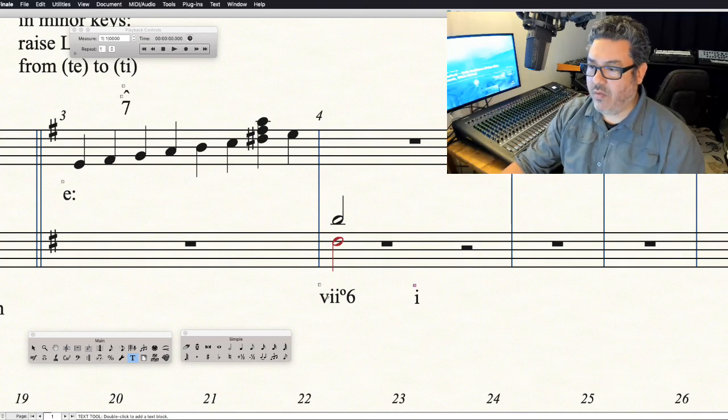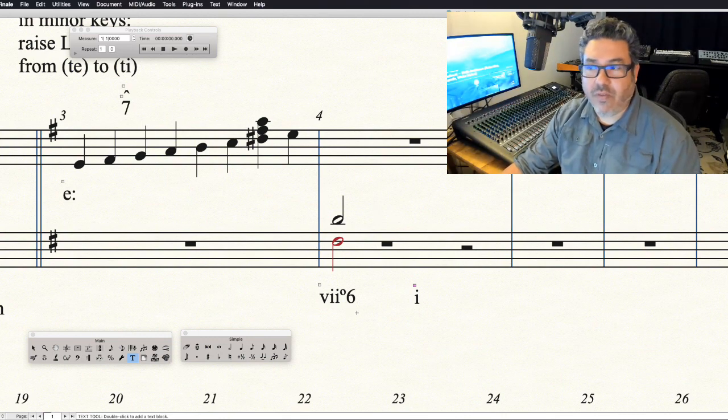Okay, so dominant function, usually in first inversion, resolving to tonic. Not always resolving to tonic, but it will resolve the same way that 5 chords resolve. The only difference is that this is not stable enough to be a cadence. So you're going to want to not end a phrase with this.